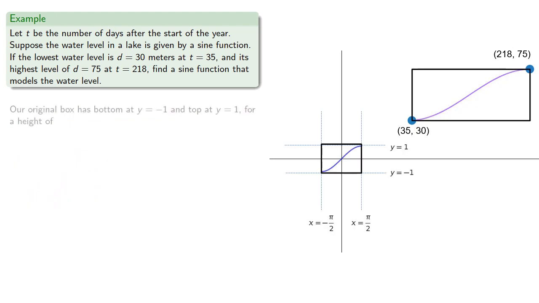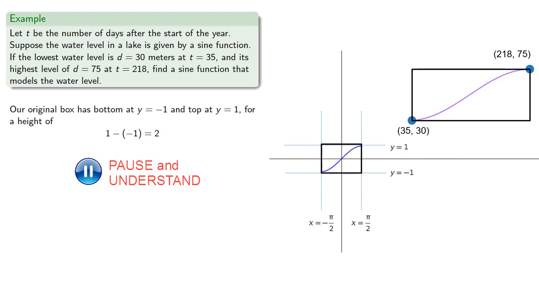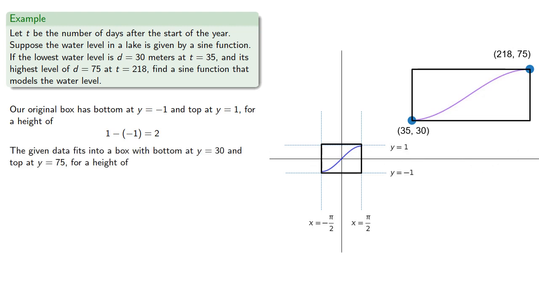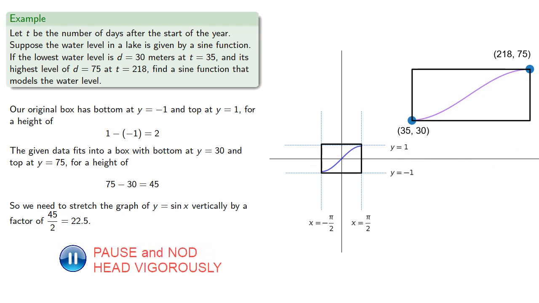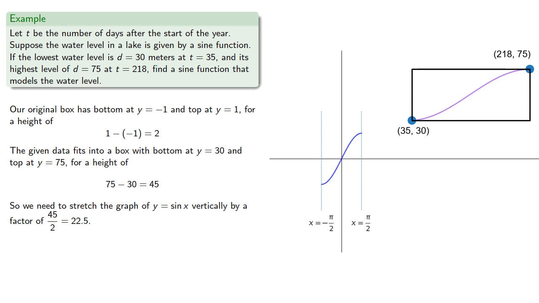So note that our original box has a bottom at y equals negative 1 and a top at y equals 1 for a height of 2. The given data, meanwhile, fits into a box with a bottom at y equals 30 and a top at y equals 75 for a height of 45. So we need to stretch the graph of y equals sine x vertically by a factor of 45 halves, or 22.5. And this gives us the graph of y equals 22.5 sine x.